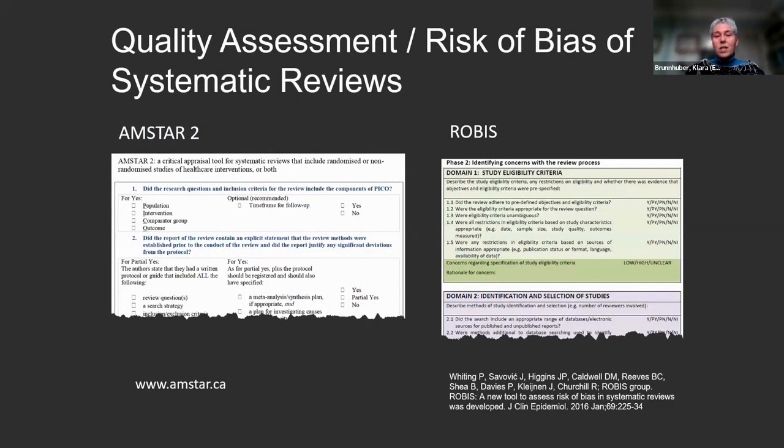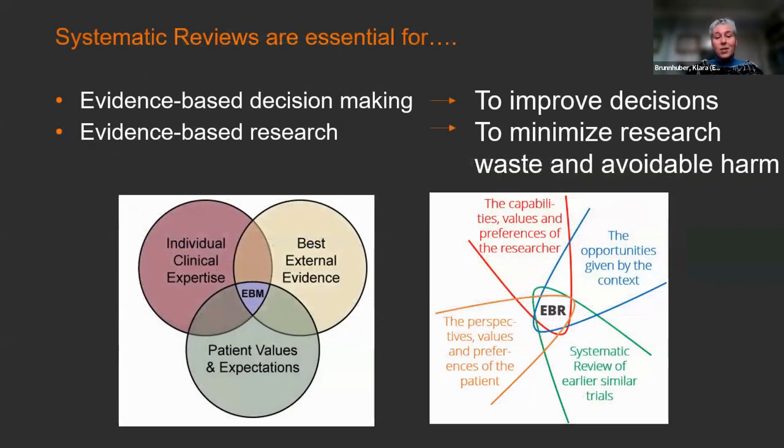Of course, always be critical, use a systematic review assessment tool similar to the individual studies that we have seen earlier in terms of the risk of bias. Of course, there are also tools to look at the quality assessment of systematic reviews, in particular AMSTAR and ROBIS. And just a little reminder to utilize systematic reviews, both in terms of evidence-based decision-making, whatever the context, but also, and very importantly, for evidence-based research.